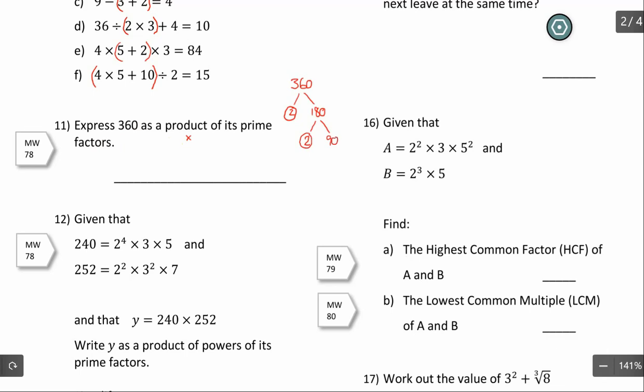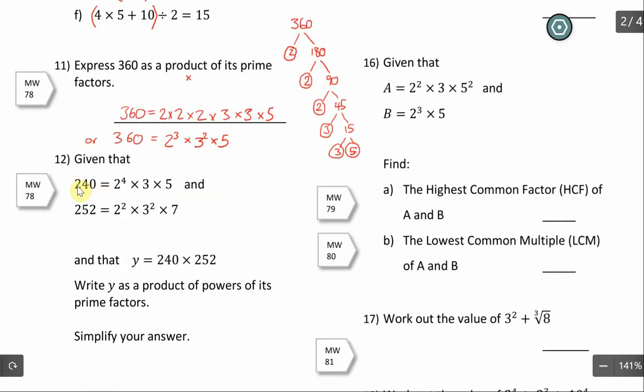180 is 2 lots of 90. 90 is 2 lots of 45. 45 is 3 lots of 15. 15 is 3 lots of 5. Okay, there are other ways of doing it. So 360 is 2 times 2 times 2 times 3 times 3 times 5. Or we could write it as 2 cubed times 3 squared times 5.